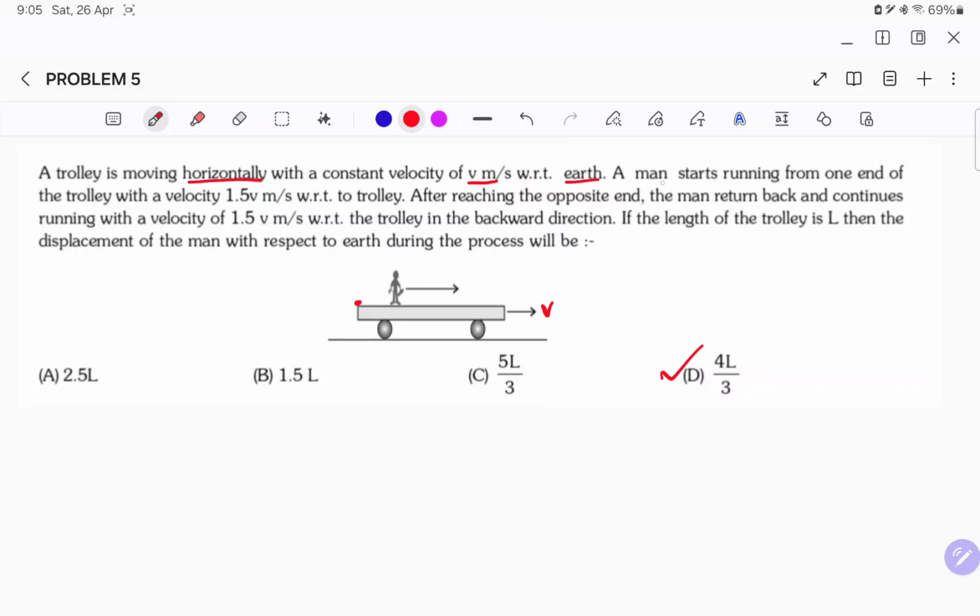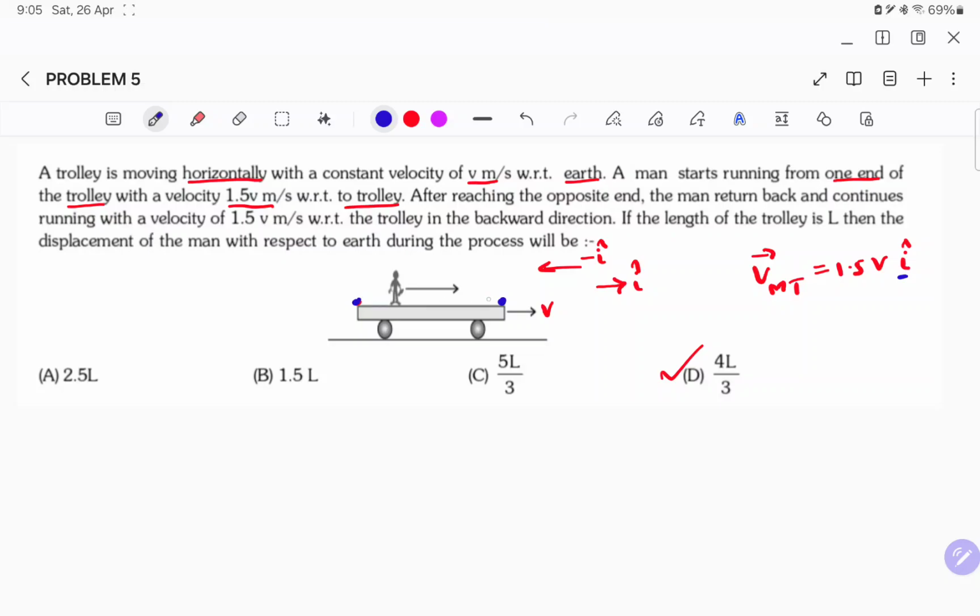See, he starts running from one end of the trolley with a velocity 1.5 v meter per second with respect to the trolley. So velocity of man with respect to the trolley is 1.5 v i cap. Suppose if this is the i cap direction, obviously this will be minus i cap direction. So initially when he attempted to move from this point to this point, because his direction is in the direction of the trolley, I mentioned here direction as i cap.